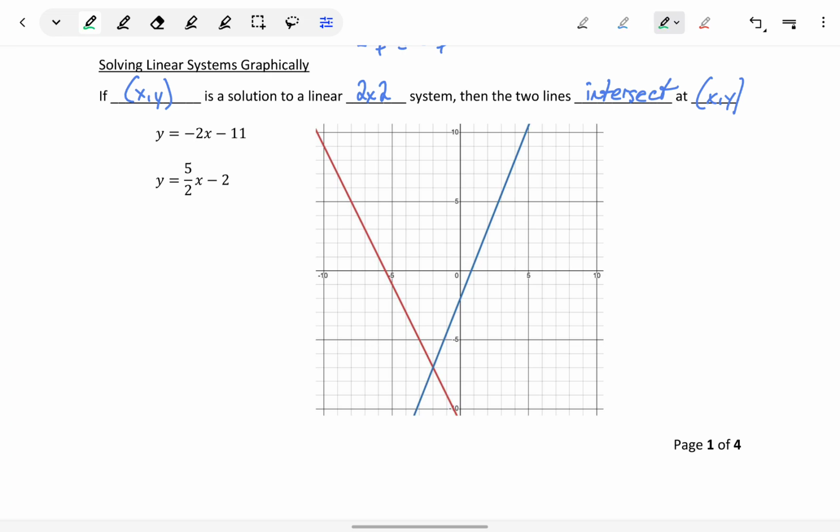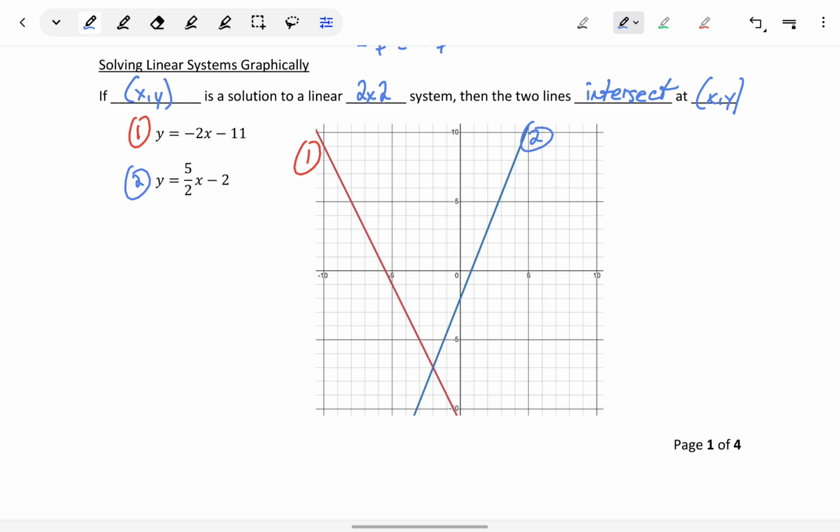We have two lines graphed here, and these are the equations that we looked at in example 1. First, we have y equals negative 2x minus 11, and that's graphed in red over to the right. And then we have y equals 5 halves x minus 2, which is graphed in blue.